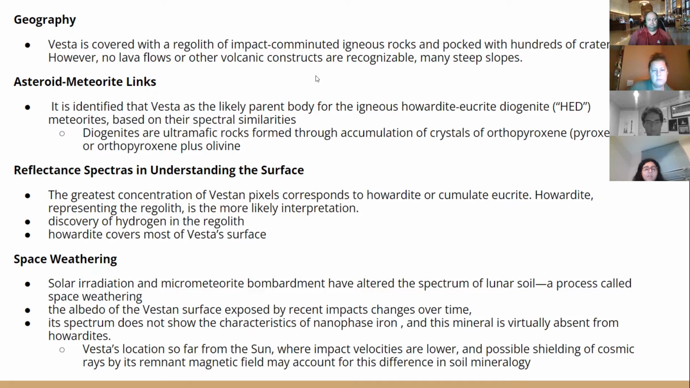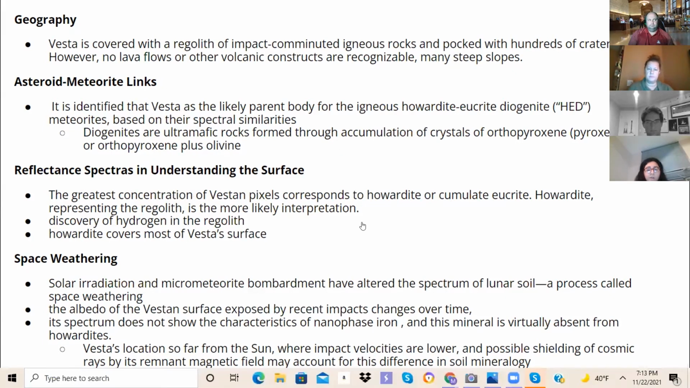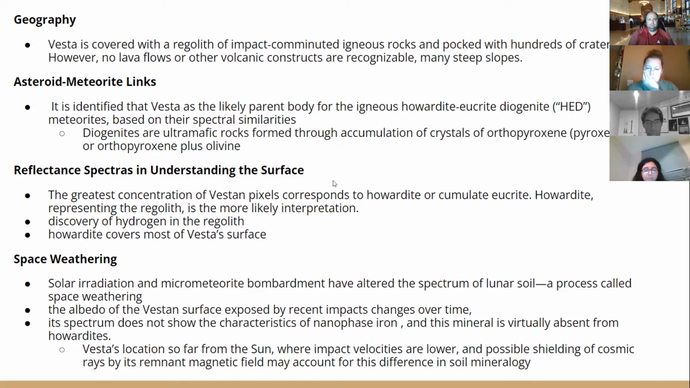So we also know that Vesta's location is far from the sun. So when impact velocities are lower, there's a possible shielding of cosmic radiation, and this can account for the difference in soil mineralogy. Like I discussed earlier, there was this period of bombardment, right? And this caused these asteroids to undergo specific weathering, but sometimes there are inconsistencies, and those inconsistencies can be accounted for based on location, how far the asteroid is from the sun, or where it is within the asteroid belt.